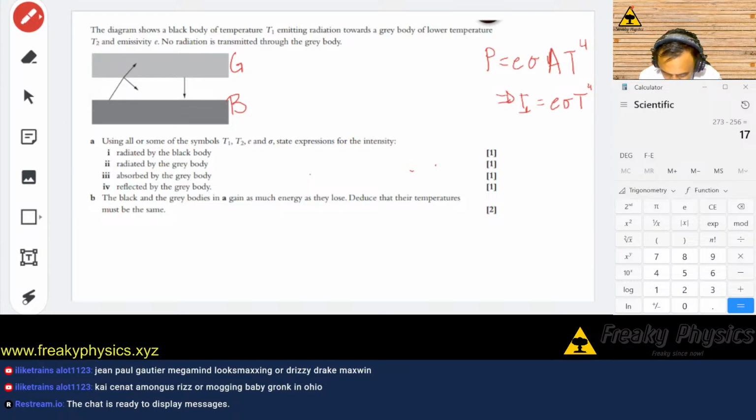Okay. All right. So with this, how will you do the first one? The first one, the intensity radiated by the black body would be this one. A part 1 would be equal to intensity is equal to emissivity, which is 1 for a black body, then we just say sigma, and then the temperature of the black body is T1, so T1 raised to 4. Okay. So how about part 2? What's the answer?